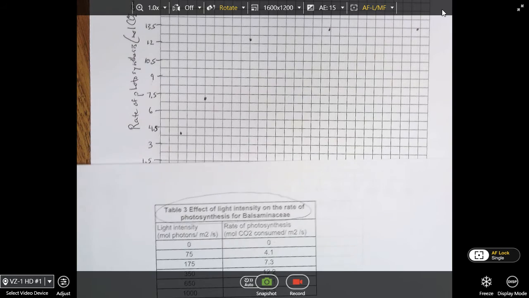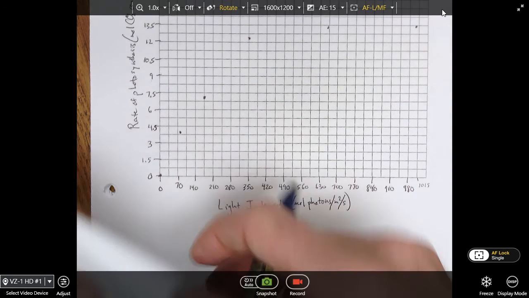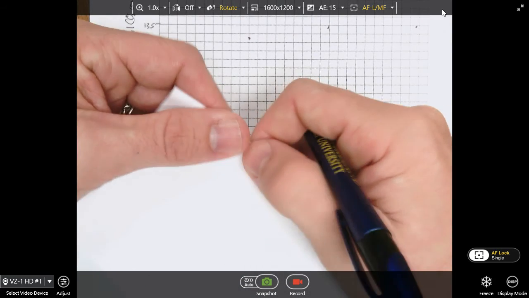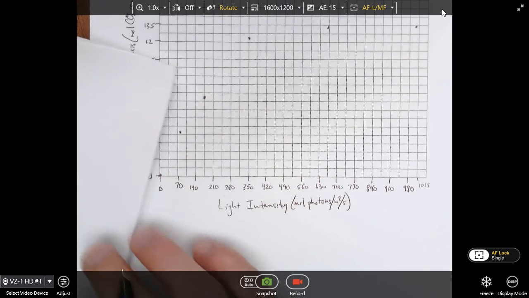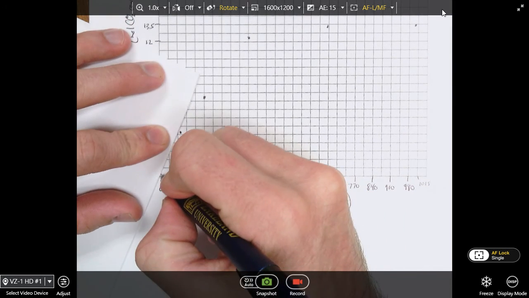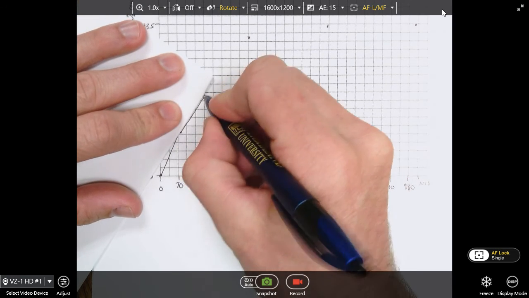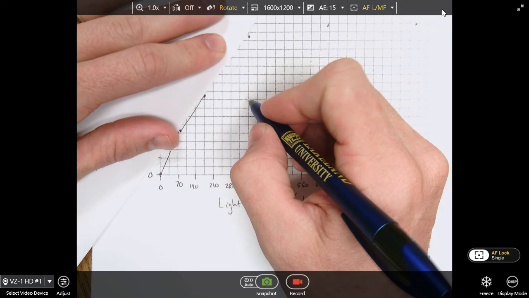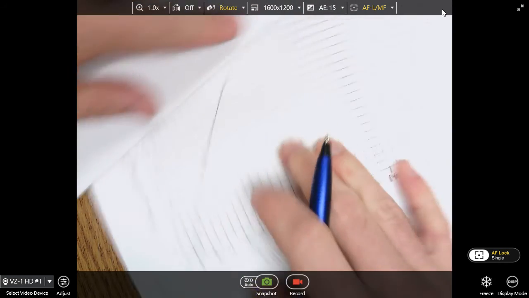And now we should do our best to align these points correctly. So if you don't have a ruler, all I'm doing is taking the paper, folding it and creasing it, and now I have a straight edge. So I can go from this point to that point and connect the dots, and keep going.